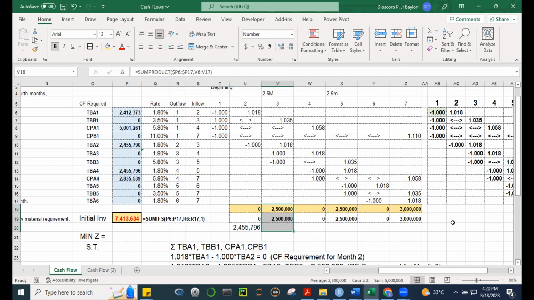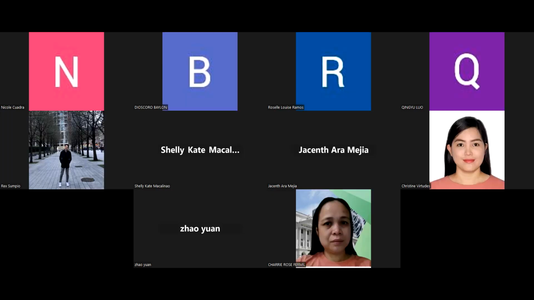Sir, question. Yes? When I ran Solver, is it possible that there are zeros for TBA1, TBB1, CPA1, CPB1, and then TBA2 has a value? Yeah, pwede. That means there's an alternative solution. Can you kindly share your screen, please? It's a bit messy, sir, I haven't formatted it. Sige, okay lang. Never mind the formatting.